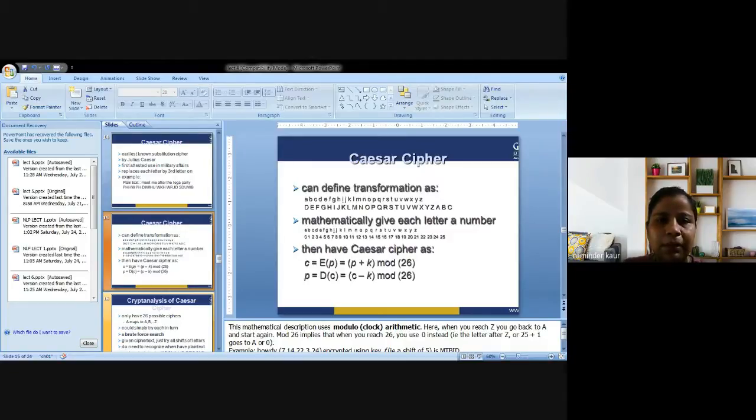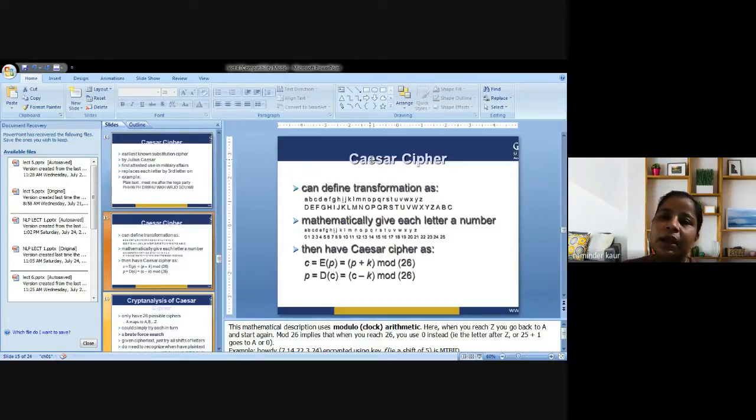There is a mathematical interpretation for the same. We can define the transformation as A being represented by D. This is the whole representation for all the characters that can be Caesar ciphered. A will be D, B will be E, C will be F, and D will be replaced by G. At the end, Z will be replaced by C, wrapping around.